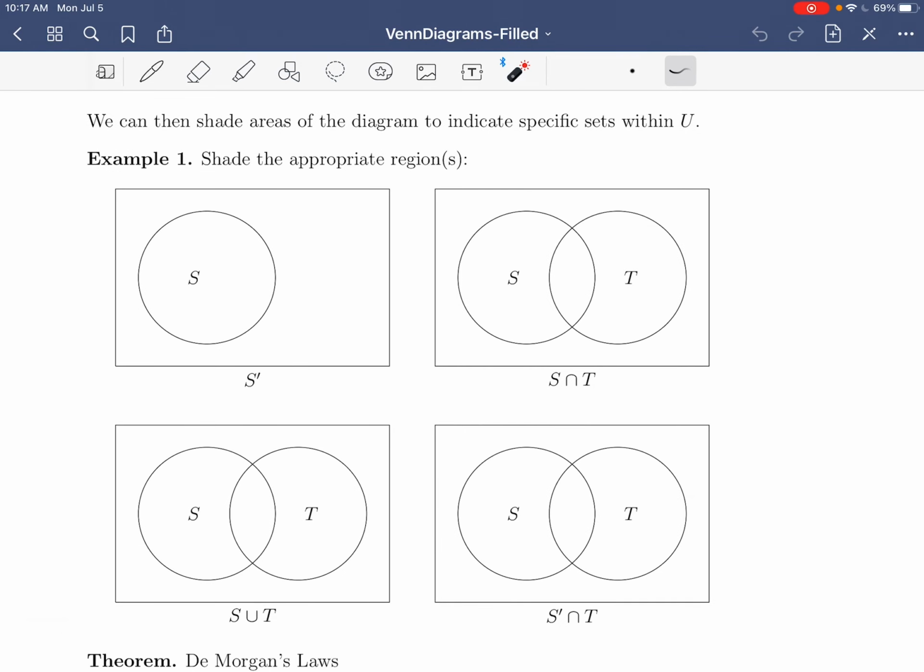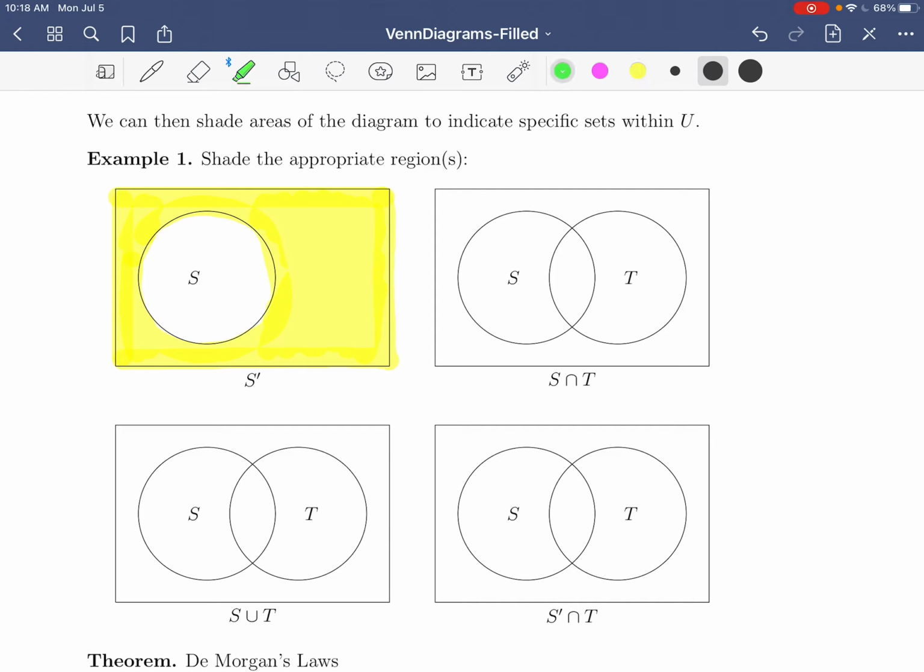Let's say in this first example, I have the universal set U, and then I just have one set S, which represents this circle. And it wants me to shade the region or regions that correspond to S complement. Obviously, if I'm in S complement, so we want to shade the part where the elements in S complement would be. So they're going to be in the universe, but outside of S. So it's going to be all of the area outside of set S. So this would be S complement.